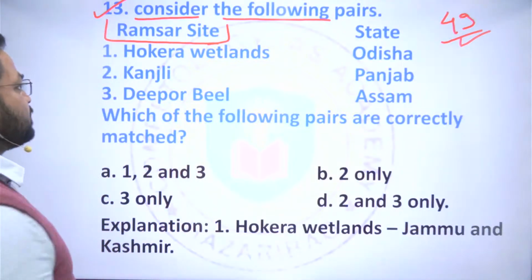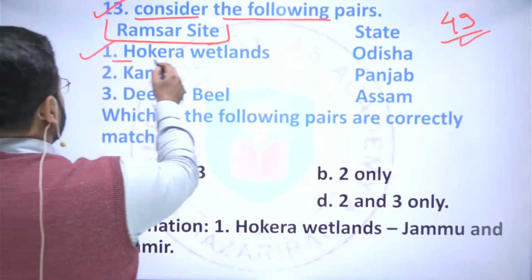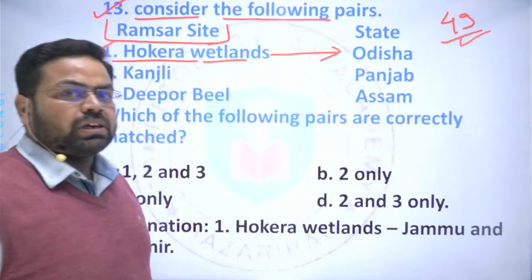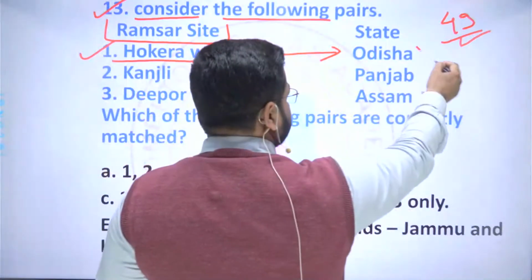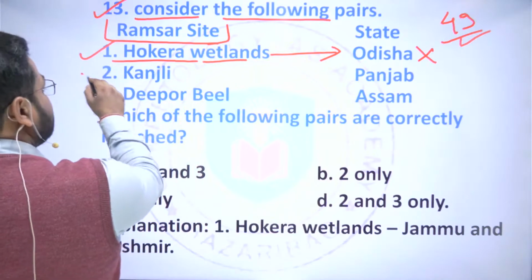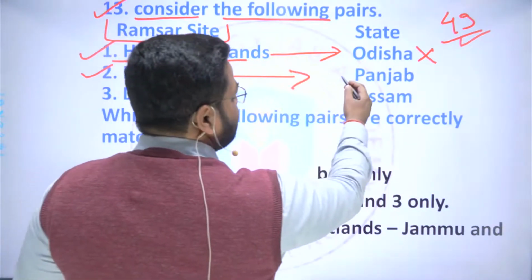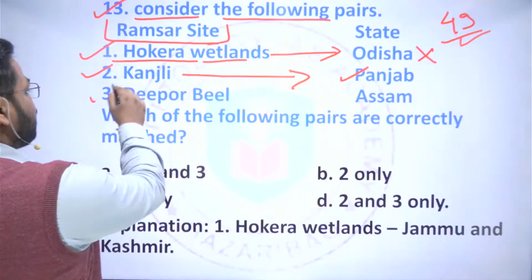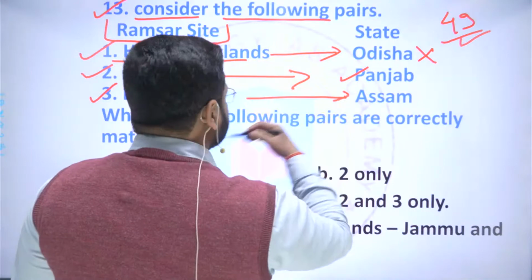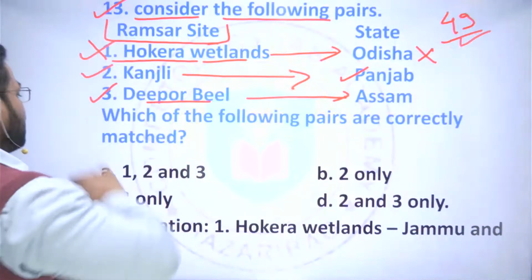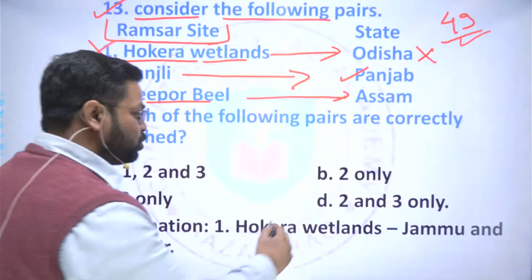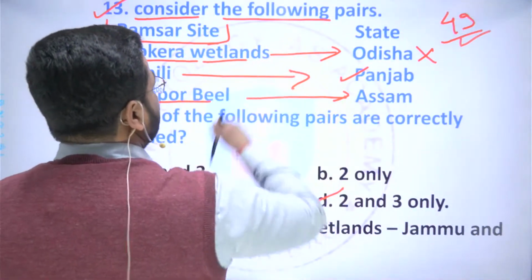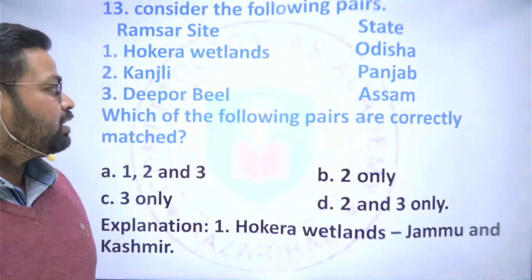biodiversity importance. So here the first one is Hokera wetlands, and the option says that Odisha, which is not correct. Next is Kanjli. So this is a correct match. Punjab. Kanjli is in Punjab. Thereafter, Deepor Beel. This is again in Assam. This is also a correct match. So the answer will be only 2 and 3 because the Hokera wetlands is in Jammu and Kashmir and not in Odisha.